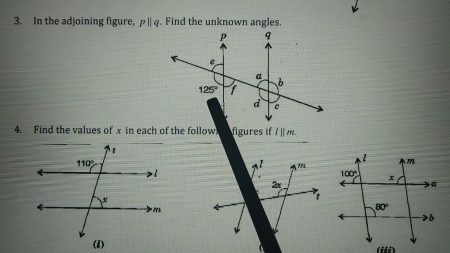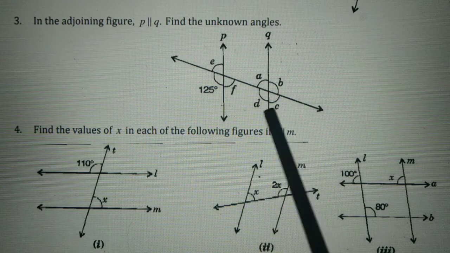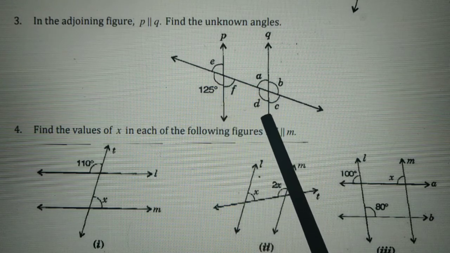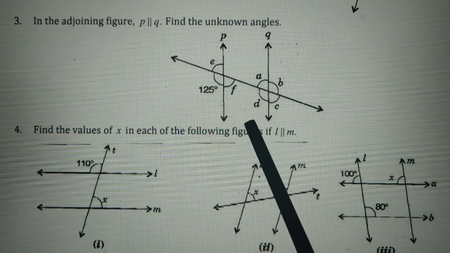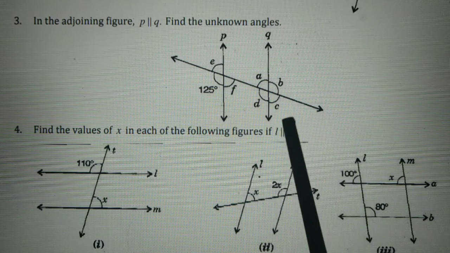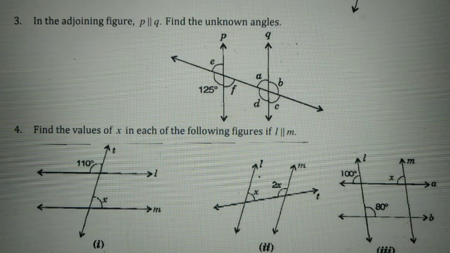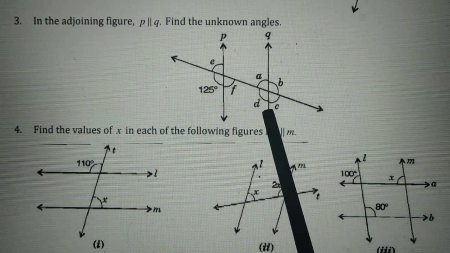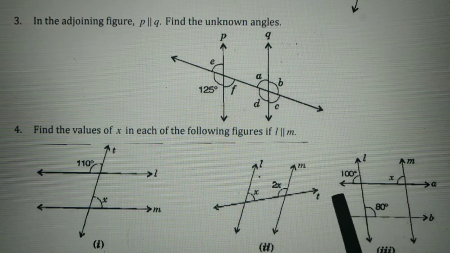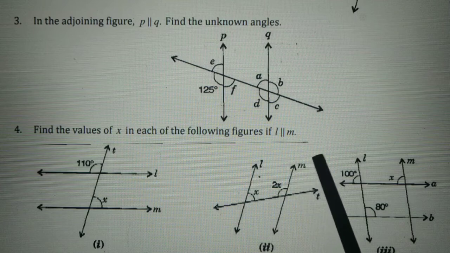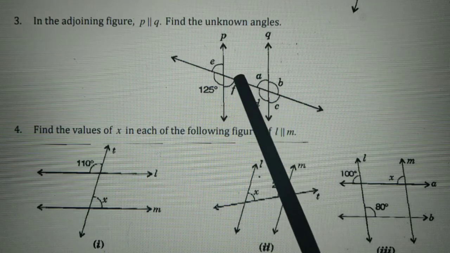See, 125 and D are corresponding angles. So 125 and D are corresponding angles. That's why the value of D is also equal to 125. Alright, so when we get the value of D, that is 125, we get the answer. Now the next one is the linear pair that can be made.